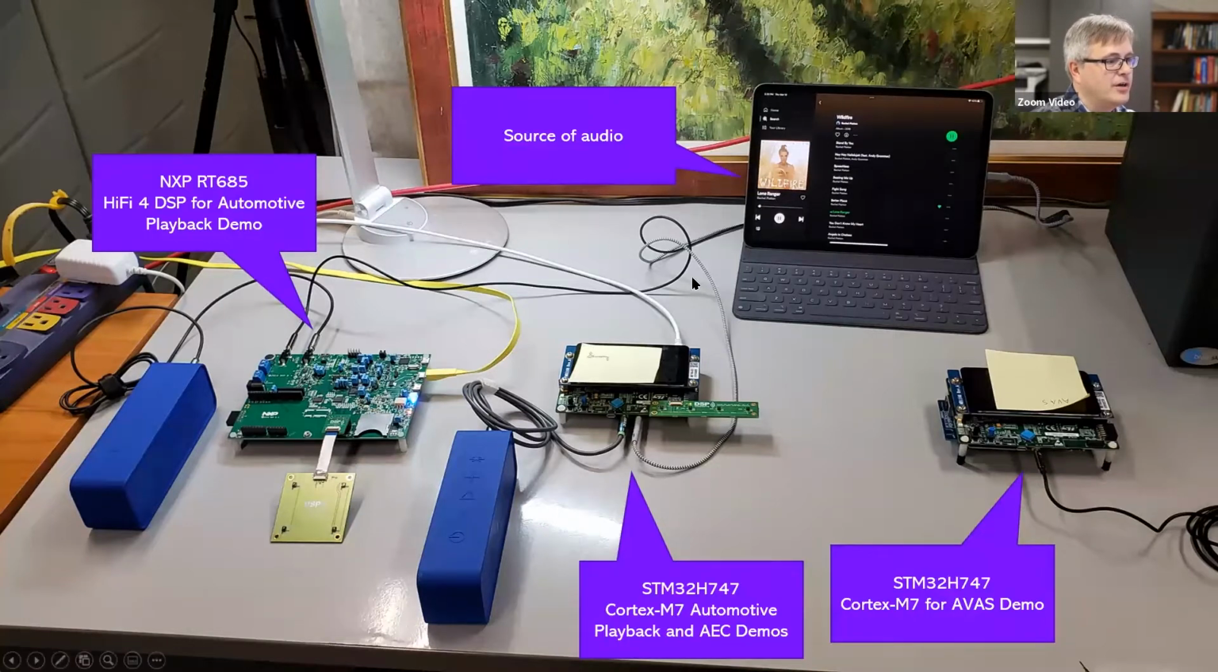There's another Cortex M7 here. We're also gonna do some automotive playback. And we can also do AEC demos and trigger word demos. And then there's another M7 here, which is going to do AVAS, which is sound synthesis for electric vehicles. And then I have an iPad here, which is an analog source of audio for some of these boards. And you can see loudspeakers here.